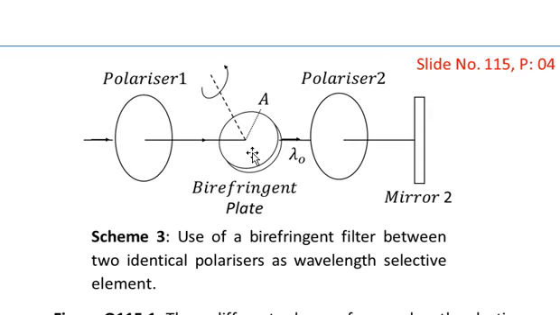The birefringent material is also placed at an angle close to, or equal to, Brewster angle. And there is a mirror 2 over here. The caption of the scheme is: use of a birefringent filter between two identical polarizers as a wavelength selective element. So let us read the description about this scheme.